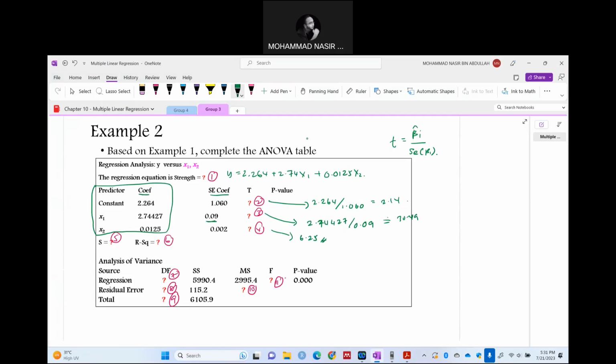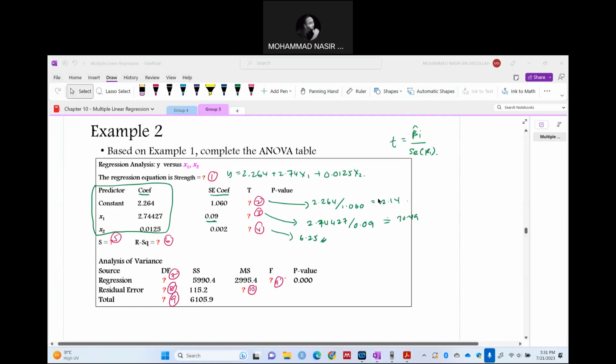Any questions so far? So you can apply the first concept, example number 1, in your assignment. Remember your assignment due date is 26 July. You can refer to your group member in Ulearn also.